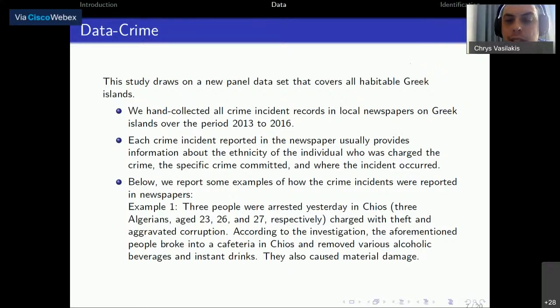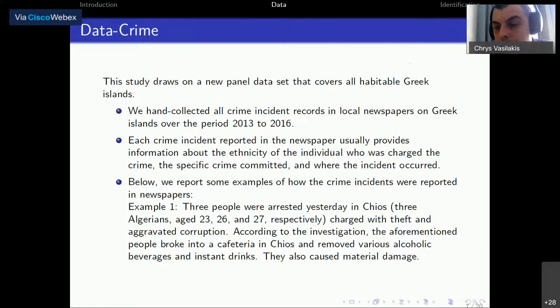For instance, to give you an example, one of the incidents recorded from the newspapers is that we have several in the paper, which show 3 people were arrested yesterday in Chios, which is a Greek island. 3 Algerians aged 26, 23, 26, and 27. They were charged with theft and aggravated corruption. According to the investigation, the people broke into a cafeteria in Chios and removed various alcoholic beverages and instant drinks. And they also caused material damage.